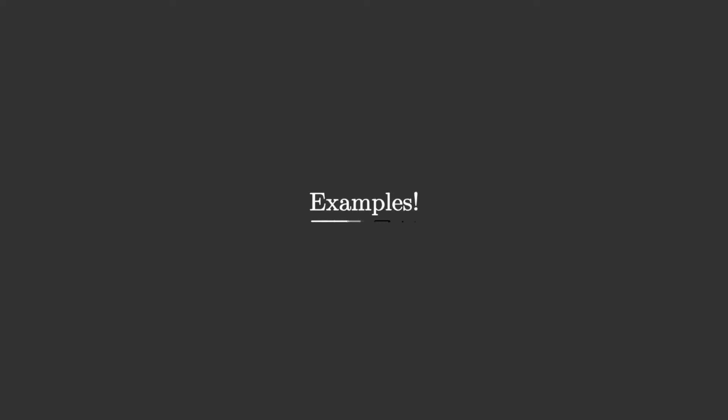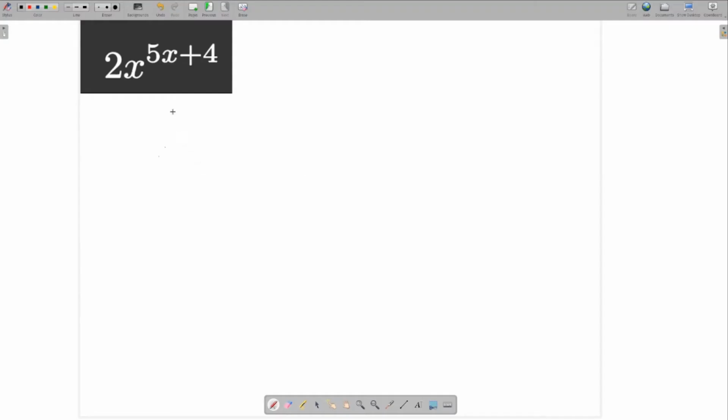Now let's do some examples. Okay, let's do this example. So, as we can see, this is an x, a variable, to the power of another x, another variable. And when you see this, you can't differentiate this in any normal way. You would need to use logarithmic differentiation. Now, let's try this out.